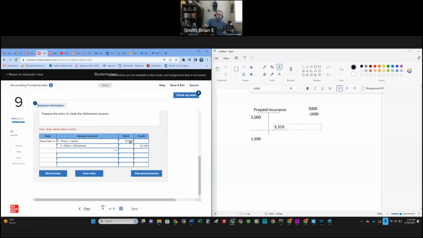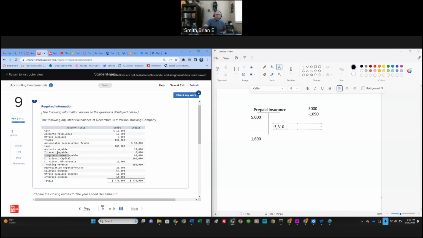And if you're going to do a post-closing trial balance, it would basically be all these accounts, all the permanent accounts. All these other ones are temporary accounts. Okay, and that's your accounting fundamentals. Making sure you remember how to do all these.